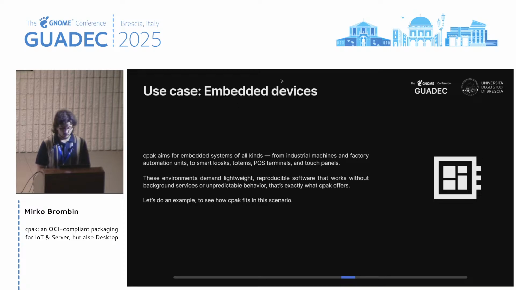And here we have some use cases. For embedded device, as I said, like for industrial machines, for factory automation units, for smart kiosk totems, all of them that are defined as embedded devices that require a lightweight environment, usually without a desktop environment, or if they require to show an application graphically, they just use X11 or Wayland, for example.